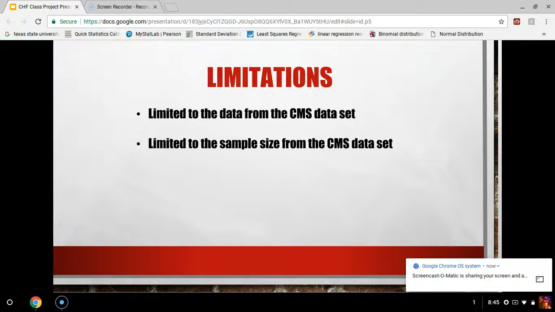There were some limitations to this study, the first being that we were limited to the data from the CMS dataset, and the second being that we were limited to the sample size from the CMS dataset.